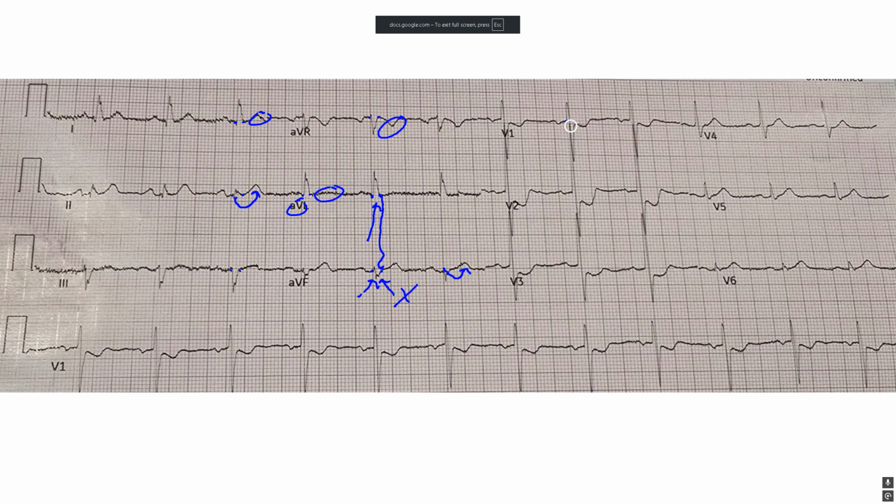Here on V1, I do appreciate J point deviation here, and this inverted, biphasic T wave, which I don't like. Again, J point deviation here with this biphasic T wave, which I don't like. J point deviation. All right, let's stop right there, okay?